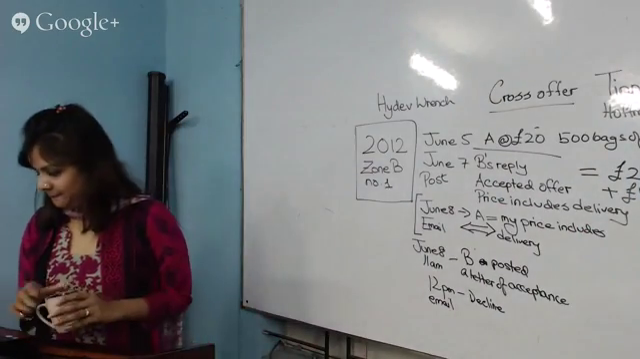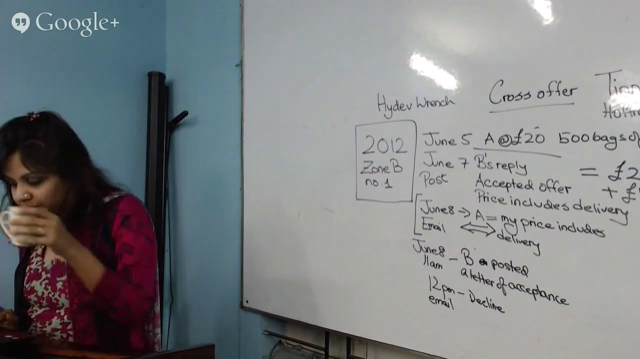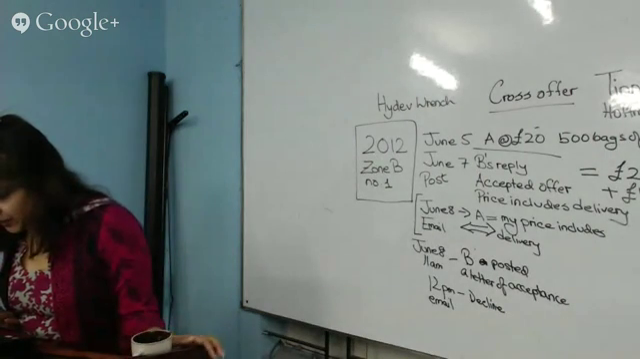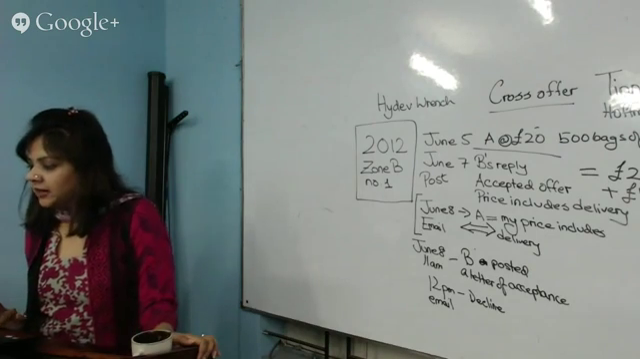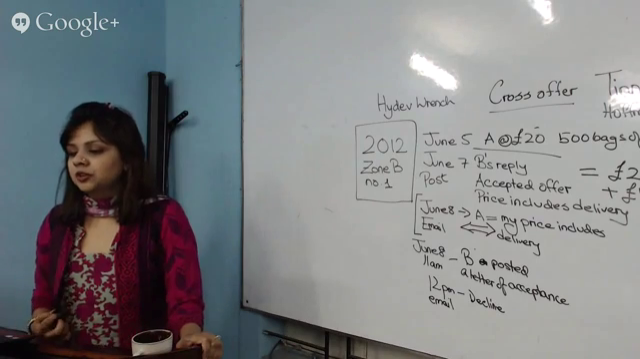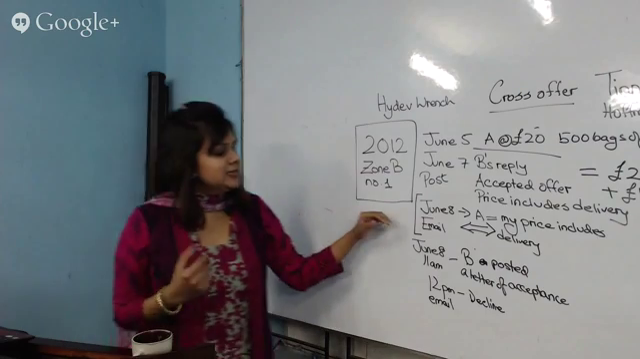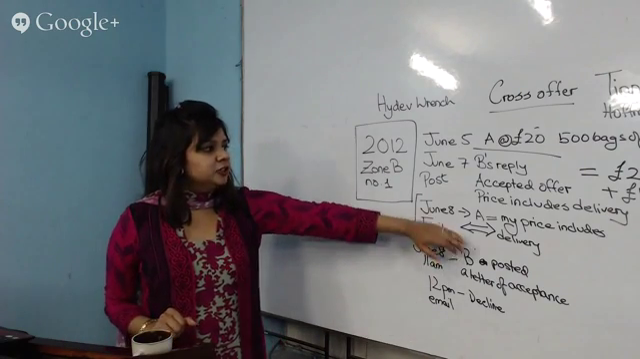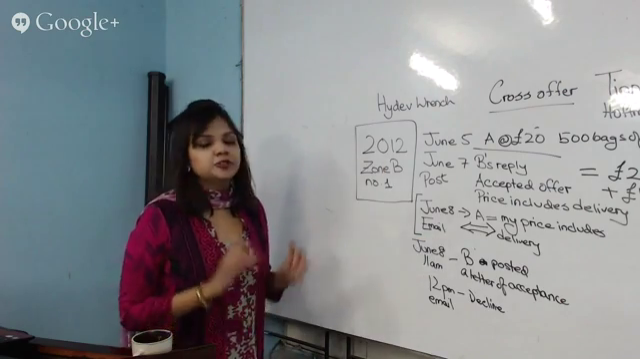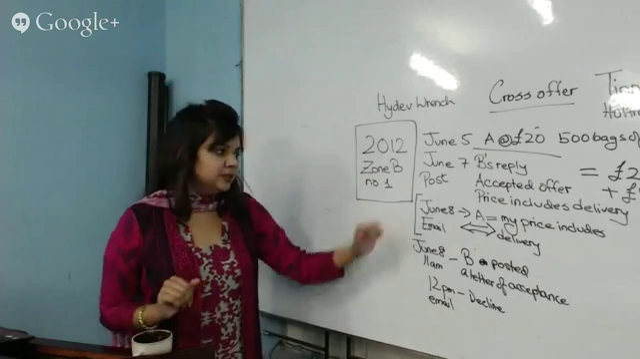Cross offer was like this one. Cross offers cannot give rise to a contract. Yes, cross offers do not constitute or amount to a contract. So here A's offer crosses with B's offer. So we have both cross offers. There's no contract at this point. There's no acceptance at this point.